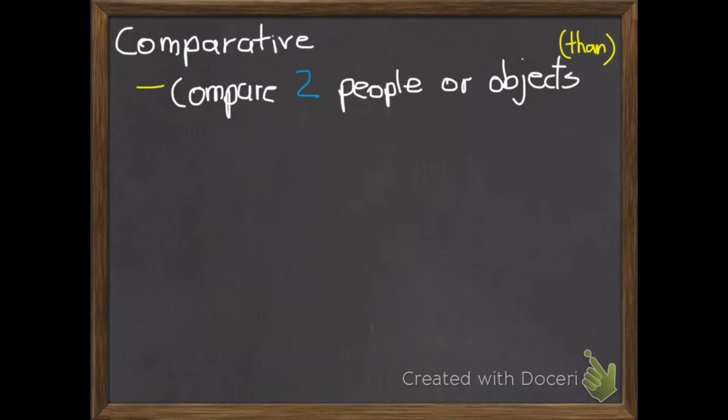What are comparatives? Well, comparatives are words that are used to compare two people or objects. They usually are written or talked about with the word than. We will look at some examples later.